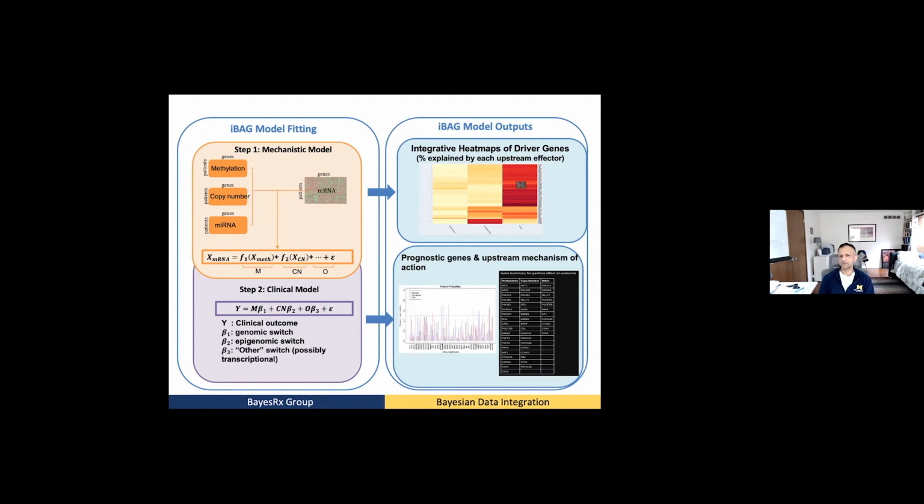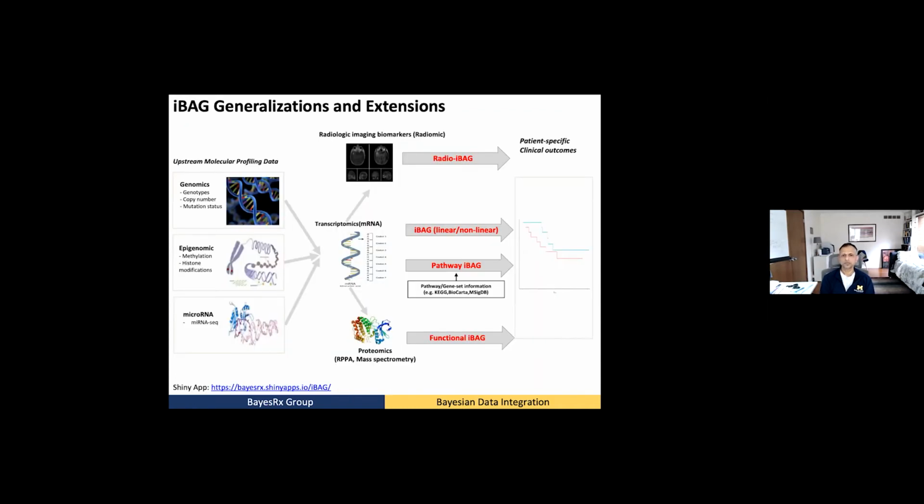What is the mechanism of action? Was this green gene driven by methylation? Was it by copy number, or was there some other mechanism? And a list of genes based on different thresholds on those posterior probabilities. Right. So as I said, there are various extensions of this that we worked on.